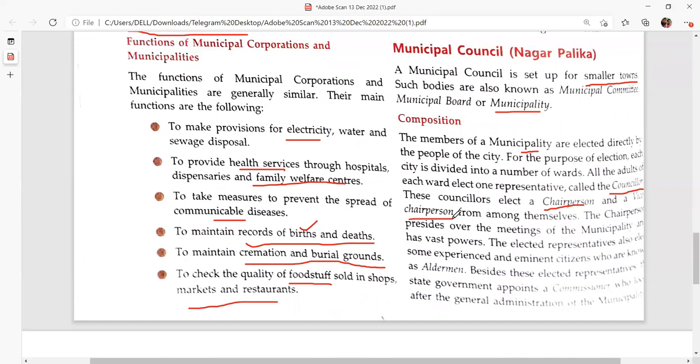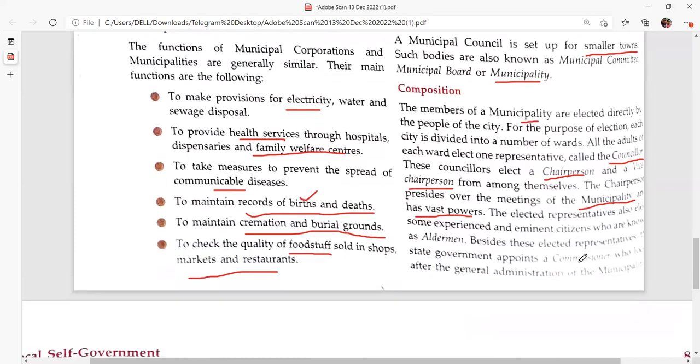In the municipal council, these councillors elect a chairperson and a vice chairperson, and the chairperson presides over the meetings of the municipality and has vast powers. Every work run by the municipality needs a meeting, and in that meeting, the head of the meeting is the chairperson. He has powers so that he can take decisions on what is to be done and what is not to be done.